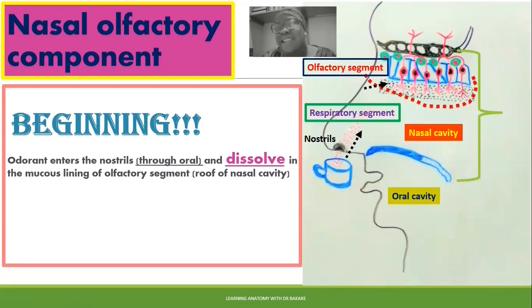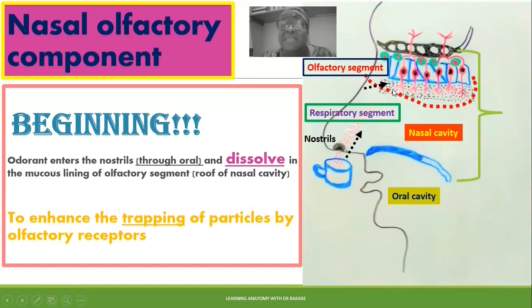So as it's directed here, when it gets to this region, this odorant will be dissolved in the mucus lining the olfactory segment of the nasal cavity. In the olfactory segment, at this region here, we have mucus. And of course, it is dissolved within the mucus. This process of dissolving the odorant in the mucus is to enhance the trapping of these particles by the olfactory receptors. We have olfactory receptors located within the olfactory segment. And of course, they need to trap these particles so that they will be directed further into the central olfactory pathway.